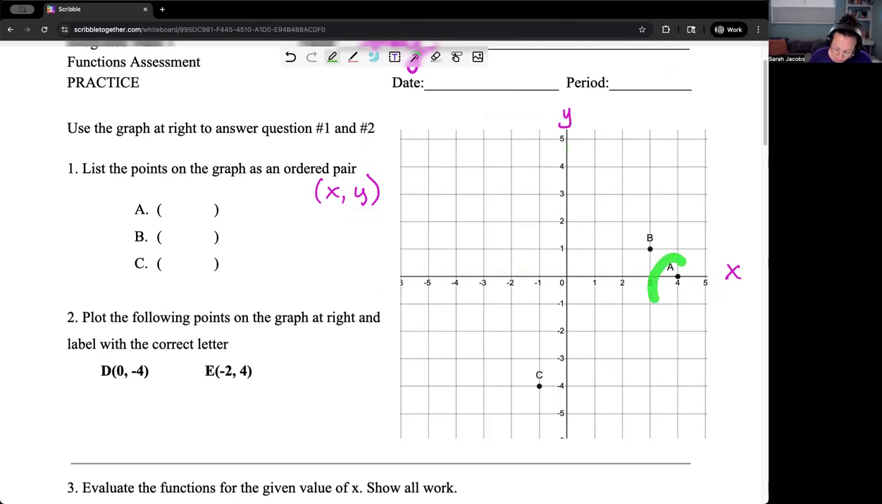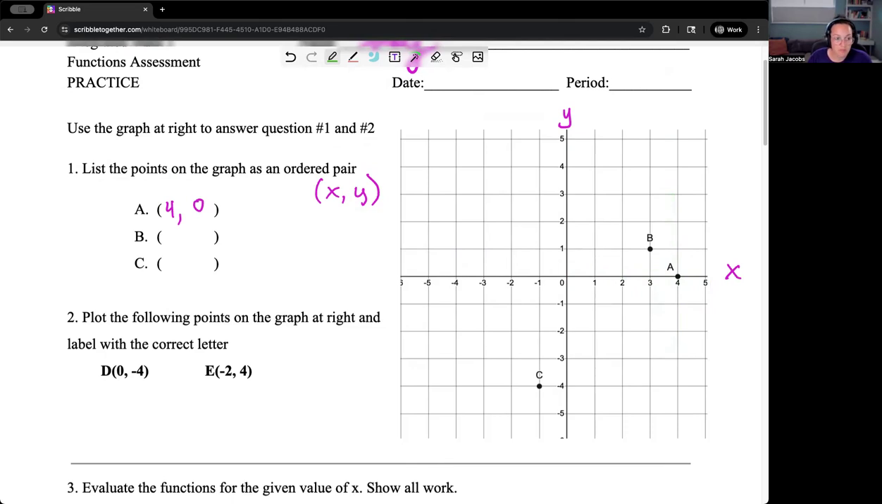So our first one, point A, I'm noticing that it goes from the origin to the right 4, and then it doesn't go up or down at all. So the x value of that point is 4, and the y value is going to be 0, because from this point I don't go up or down at all. I'm just right there as soon as I move to the right by 4. So my x is 4 and my y is 0.